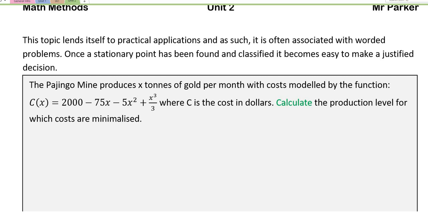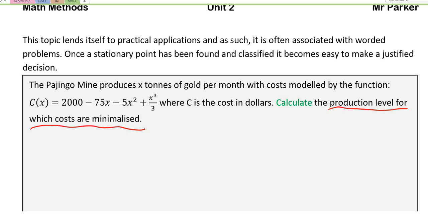Let's calculate how many tons they should mine so that costs are minimized. So straight away, what are we looking for? What do we want to find? Theoretically, they can just mine an infinite amount. We're not going to focus on profits here. All we want is the production level for which costs are minimized.